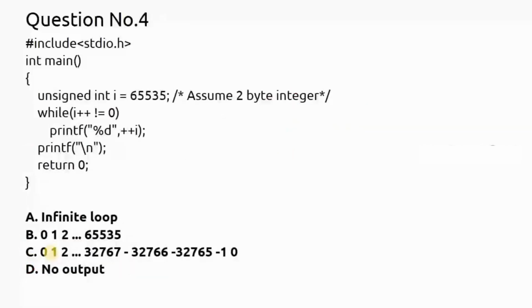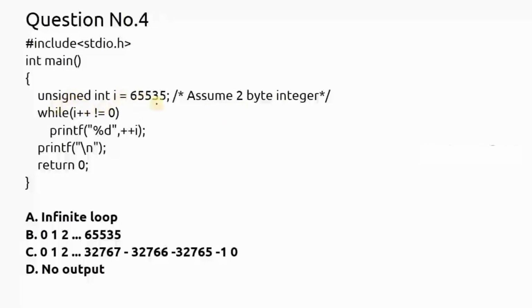Now question number 4. You can observe in this program, unsigned int i, where we assume a 2-byte integer. Why? Because some compilers take an integer as 4 bytes as well. Now you need to consider here only 2 bytes. Some of the advanced compilers take an integer as 4 bytes. Actually for integer, let us assume here 2 bytes.